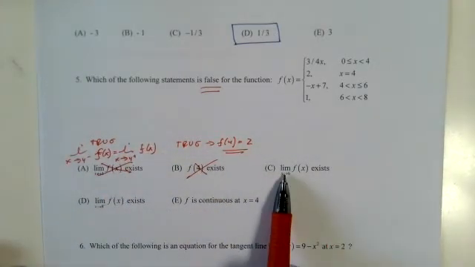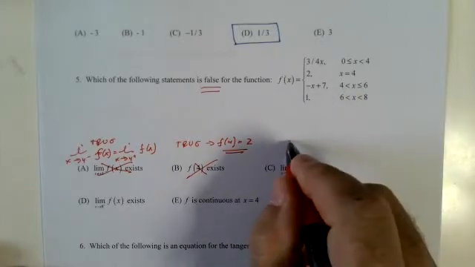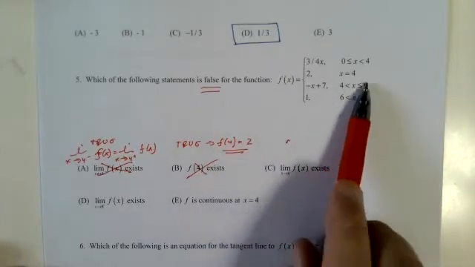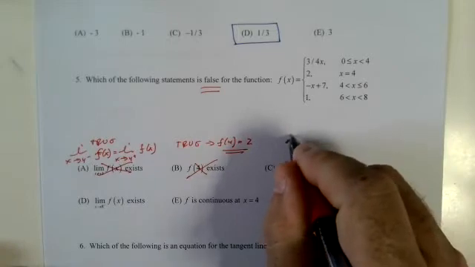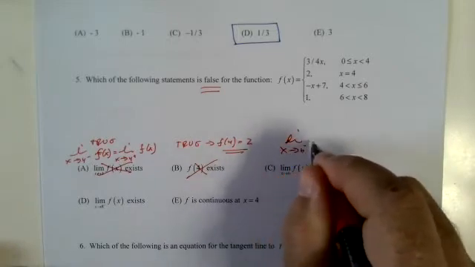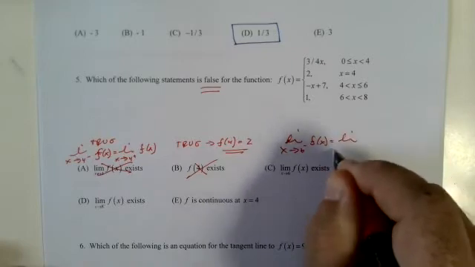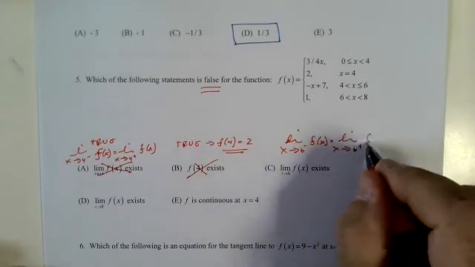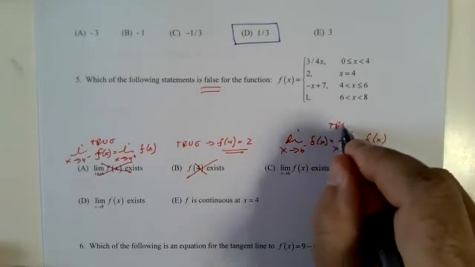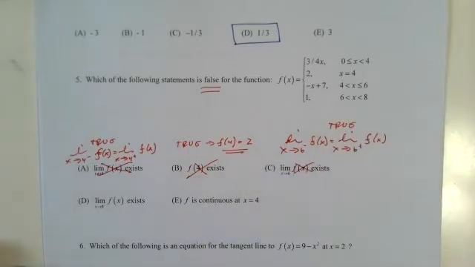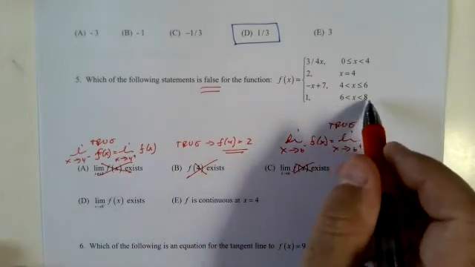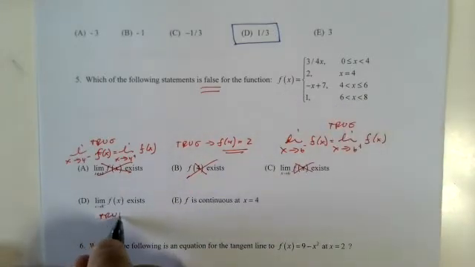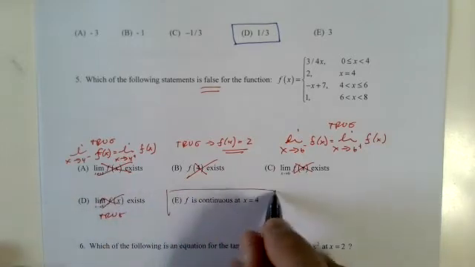Limit as x approaches 6 exists. Yeah, at 6. Ooh, I gotta be careful. Plug in 6, -6 plus 7 is 1. Yes, limit as x approaches 6 from the negative side of f of x equals limit as x approaches 6 from the positive side of f of x. So it's true. Limit as x approaches 8 from the negative side. Yep, that works because that's just coming from here. It's just 1. True. Which means this is our example.